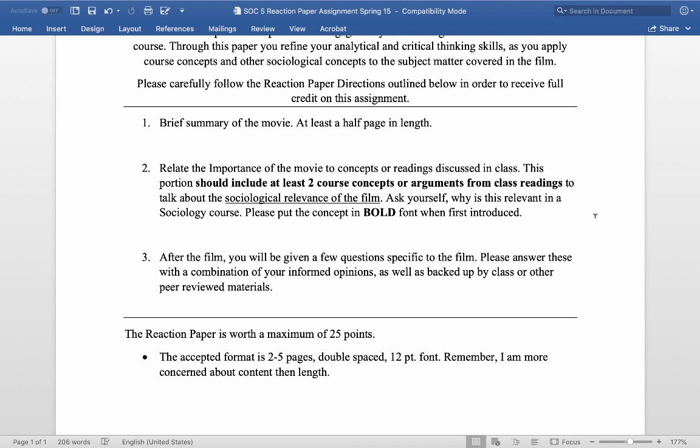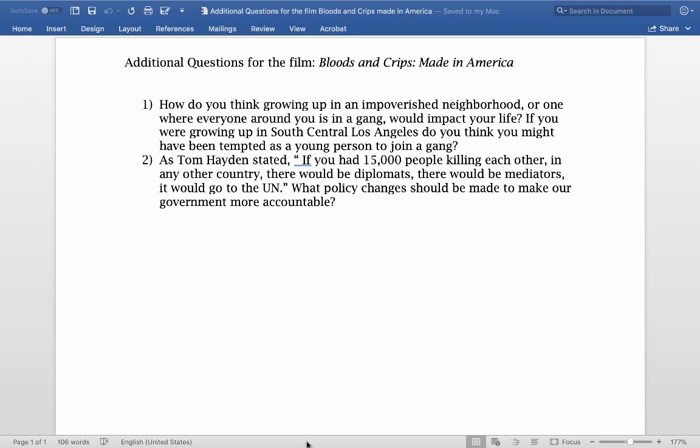All right, so I'm going to also explain how you do the additional questions. These are the additional questions for the first film that we'll be watching for the first reaction paper, the film Bloods and Crips: Made in America. So the first question is, how do you think growing up in an impoverished neighborhood or one where everyone around you is in a gang would impact your life? That's the first part of it, so make sure you answer both parts of the question. If you were growing up in South Central Los Angeles, do you think you might have been tempted as a young person to join a gang? Again, this is all your opinion, your perspective, and comes from your own situational awareness.